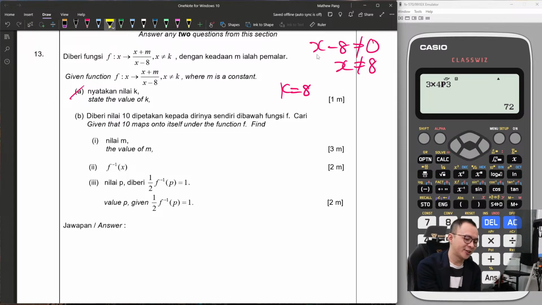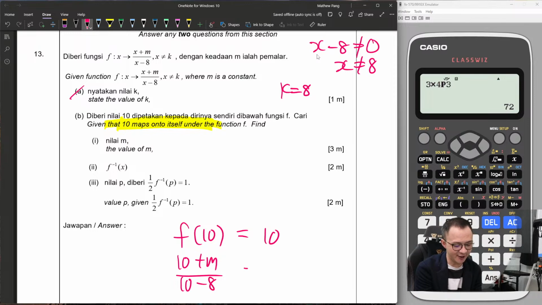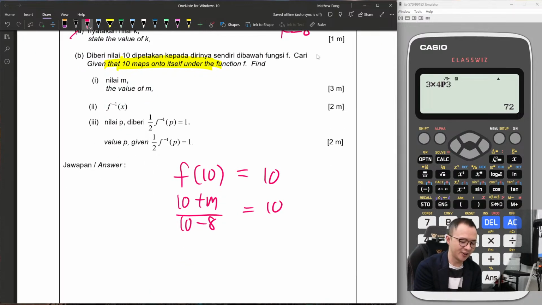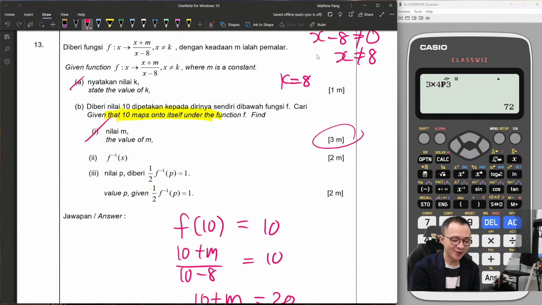B. 10 maps onto itself. What is the meaning of map onto itself? That means, given 10 maps onto itself under the function f, f of 10, I will get back 10. This is called map onto itself. So that means 10 plus m over 10 minus 8 equals 10. Basically solve this one. 10 plus m equals 20, m equals 10. Solve it easily, 3 marks. You can see, so easy they give 3 marks. Just now got some hard question, they also give 3 marks. I don't know how they give the mark, but it doesn't matter lah.